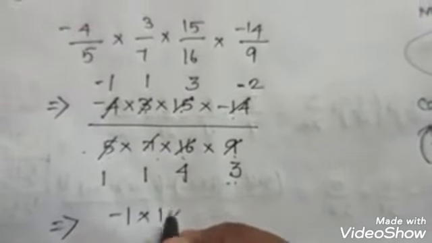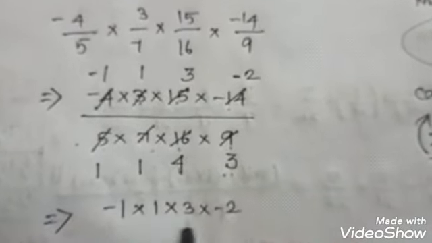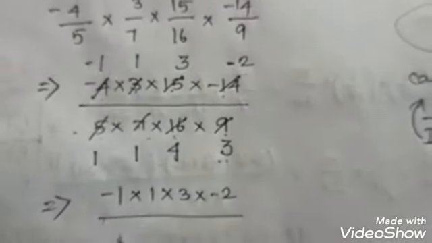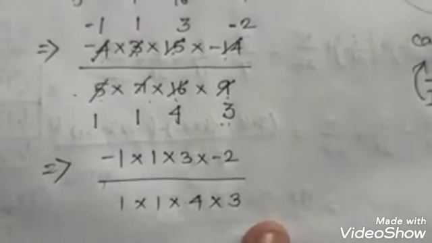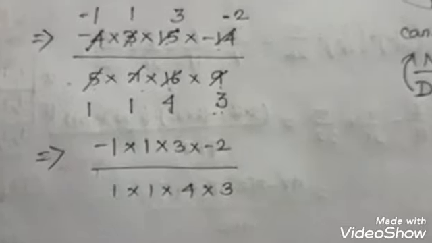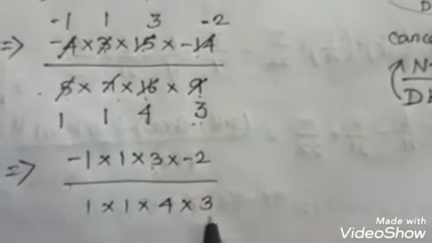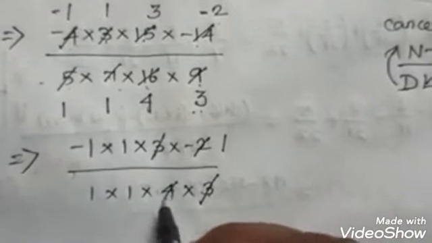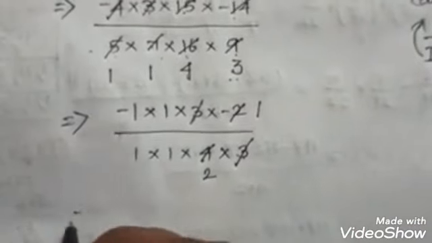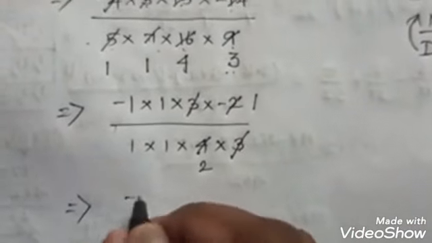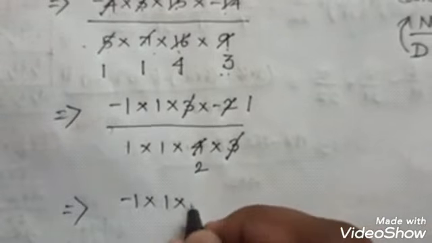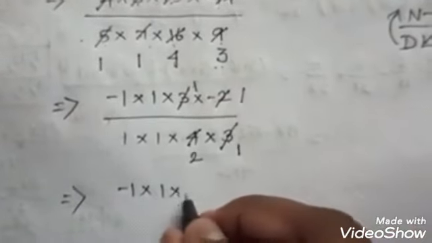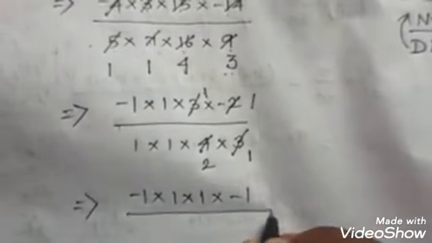Minus 1 into 1 into 3 into minus 2, these are the remaining numerators. And 1 into 4 into 3, these are the remaining denominators. Now again you have to compare numerator with denominator. This 3 can be cancelled and then this 4 can be cancelled. 1 times 2 and 2 times 4. Now again you have to write the remaining portion. 1 into 1 into minus 1, all are 1. So here 1 into 2 into 1.